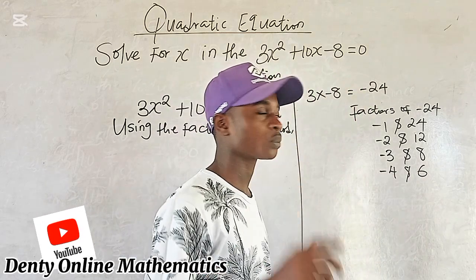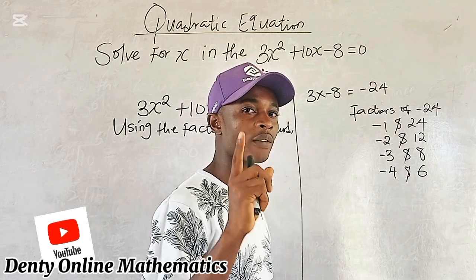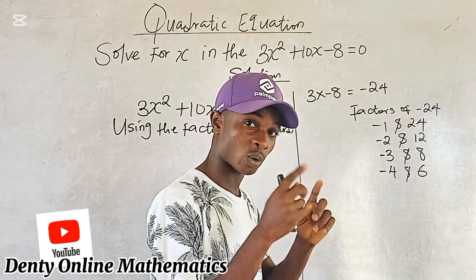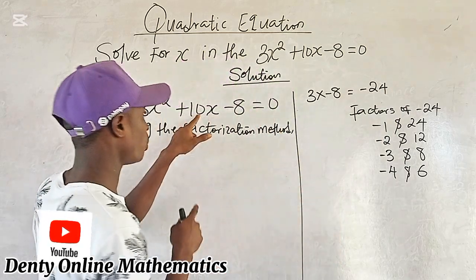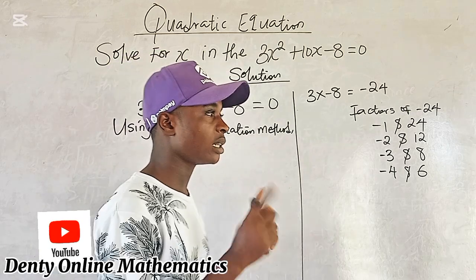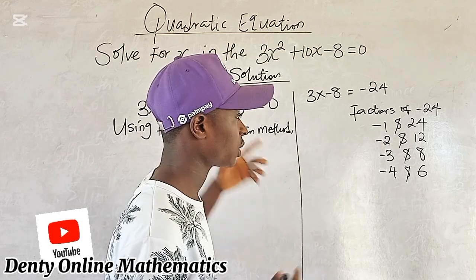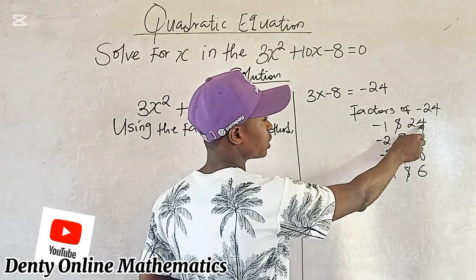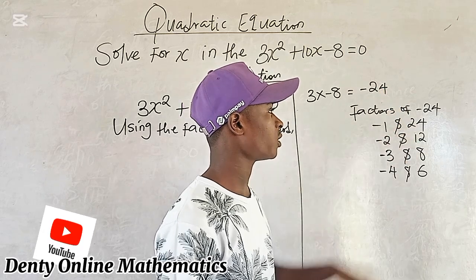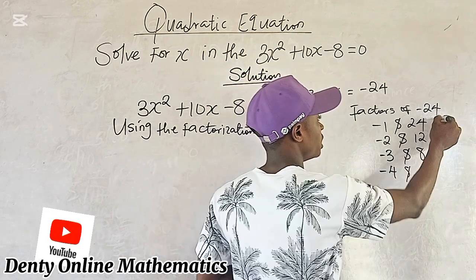But now take note, all of these are factors of minus 24. But we are looking for that same factor that gave us minus 24, that particular factor also will give us positive 10x. That means if I should add or subtract that particular factor, I'm still going to have plus 10x. So now let's look. Minus 1 and 24, minus 1 times 24 is minus 24. Minus 1 plus 24 is 23, which is not equal to 10. So we are not working with this.